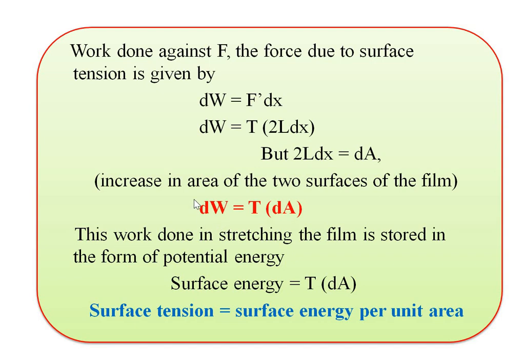Remember this equation once again: dW, that means surface energy, is equal to surface tension times the increase in area, that means surface energy is equal to T times dA. So the relation between surface tension and surface energy is: surface tension is equal to surface energy per unit area.